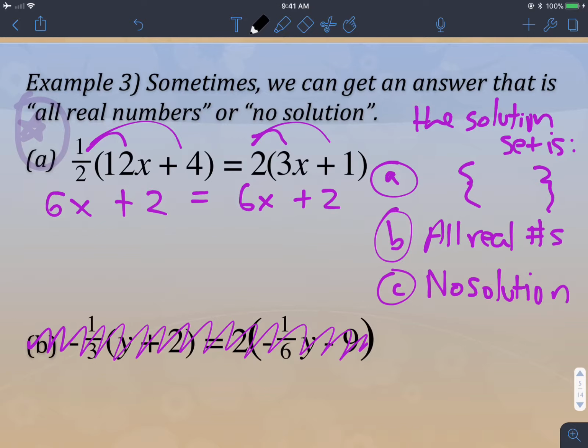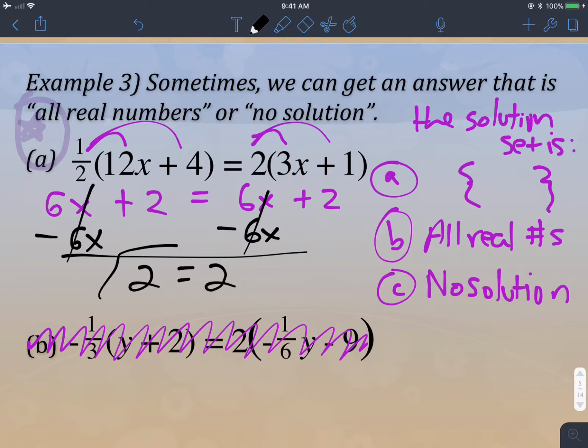Cancel out the 6s. Yeah. As soon as you see it's like the equal amount of x's on either side, you know something's up. So here's what it looks like, right? It says the solution set is A, brackets, and you have to enter in a number. B, all real numbers. C, no solution. The answer is B. So you select the multiple choice, and you're done.